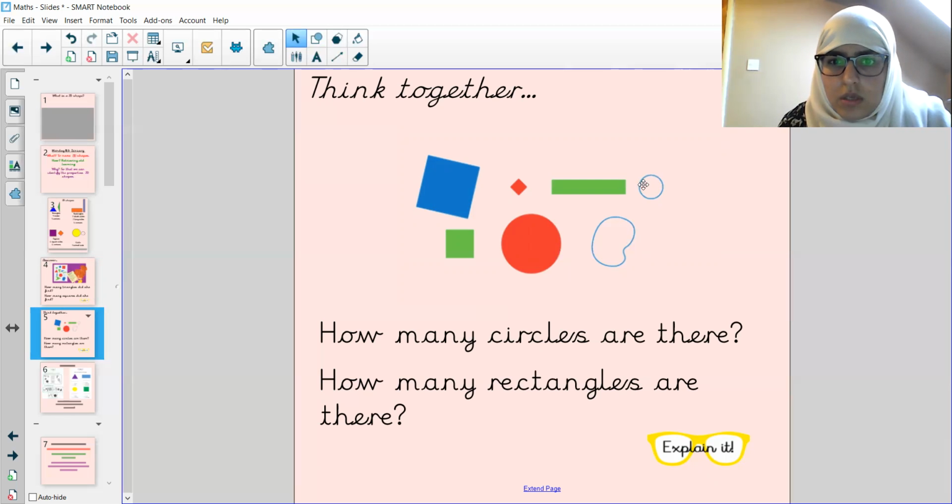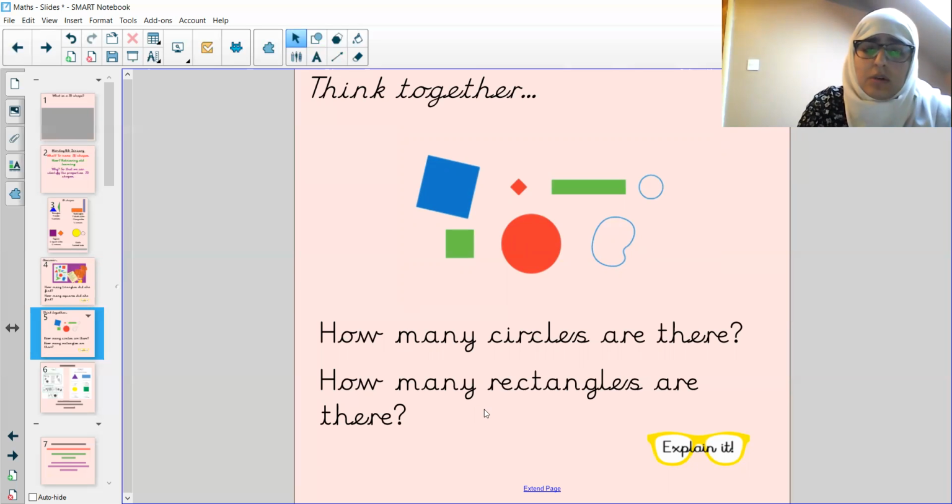Is this one a circle? Yep, 1 curved side. Now they look different, but do they have the same properties? Yes, they do. So it is still a circle. So there are 2 circles. There are 2 circles. Okay, the next question I gave you was, how many rectangles are there?